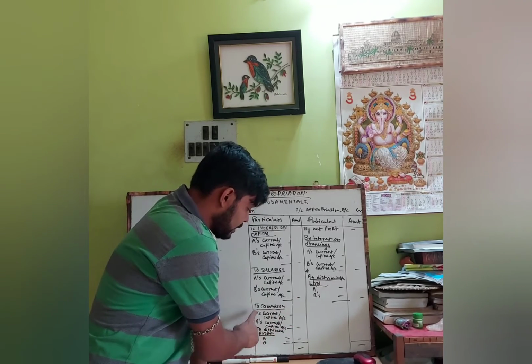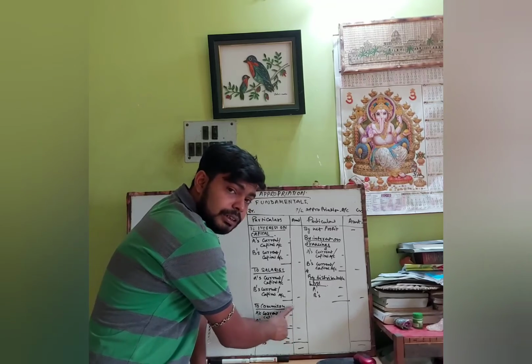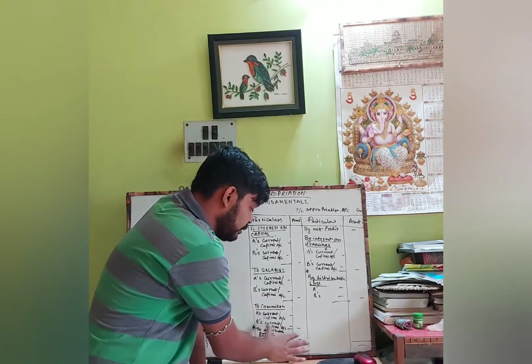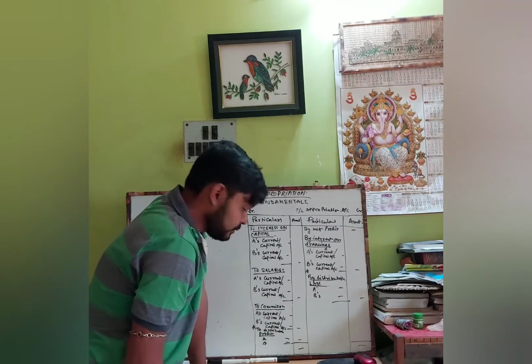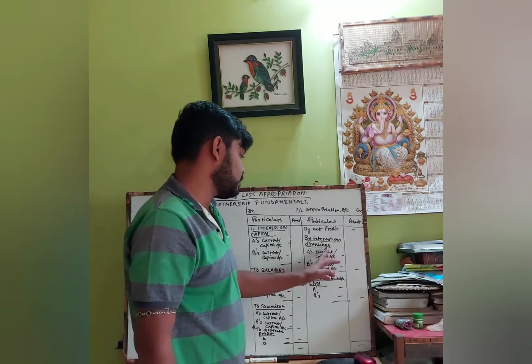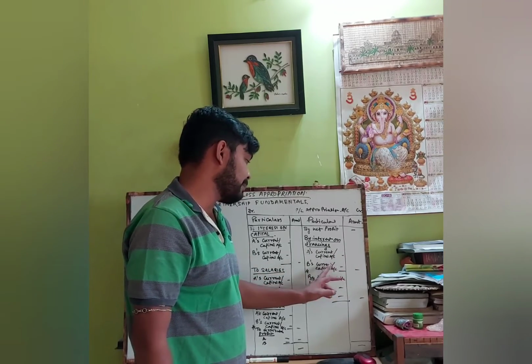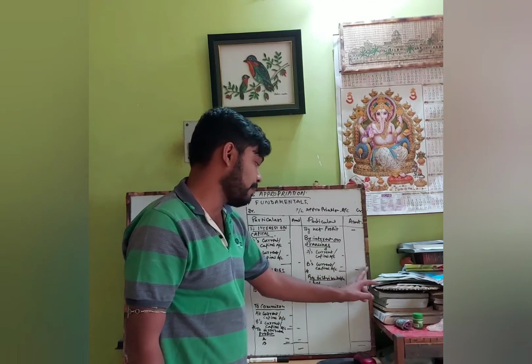Then commission. A's current account or capital account, the commission received by A. B's current or capital account. If any commission received by B, you need to add both and put it here. Then you need to put interest on drawing. A's capital or current account, the interest paid by A. B's current or capital account, interest paid by B. Sum up and put here.